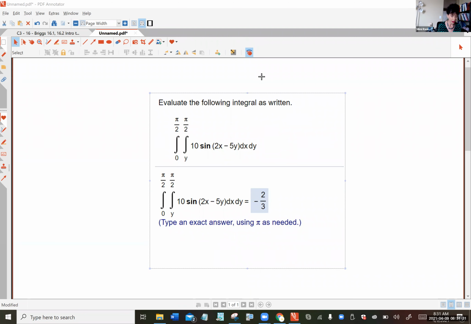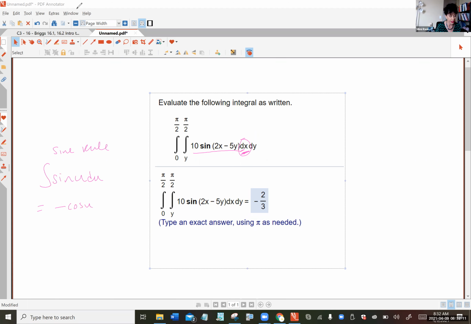Well, as we talked about before, you want to make sure that you do the inner integral first. So the inner integral is with respect to x. So we're integrating sine of 2x minus 5y with respect to x. That means you're going to hold y constant. You know, y gets treated like it's some number, any number. So you're going to use u-sub with the sine rule. The sine rule says the integral of sine of u du is equal to negative cos u, right?